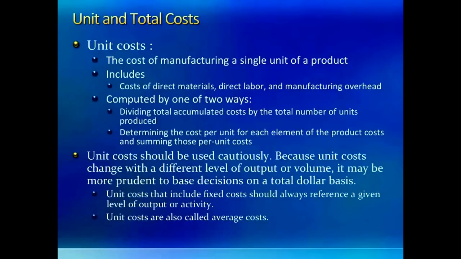In our example, if we calculate $1 per pizza to be the fixed cost, as we just did, it would be misleading to use the same number when production level changes to 10,000 pizzas because now per unit fixed cost is not $1. It has gone down to 50 cents. Since unit costs are calculated by dividing total cost by total number of units produced, it is also called average cost.